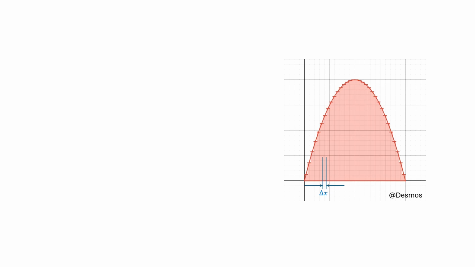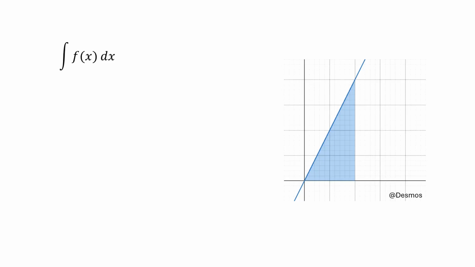To get the exact area, we need the width of each rectangle to approach 0. Instead of using delta x, we use dx. And that's where integrals come in. They allow us to calculate the exact area under a curve. The symbol for an integral is this. Let's go back to the triangle's area.